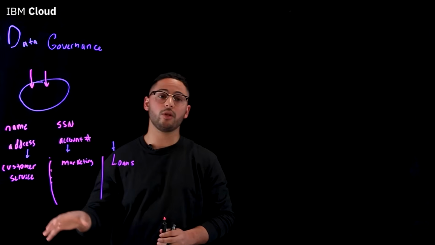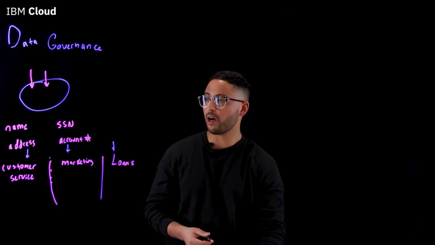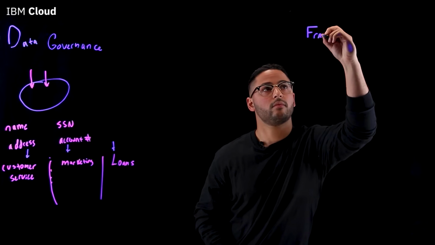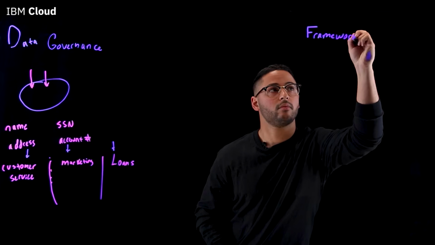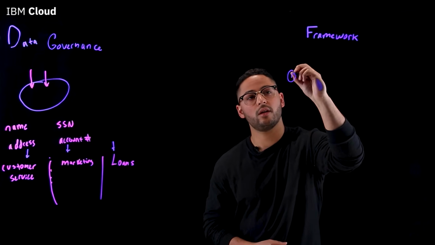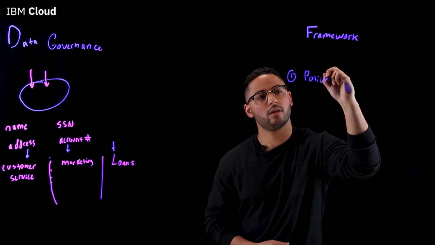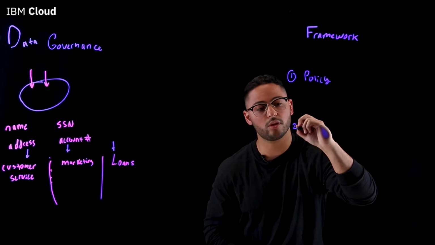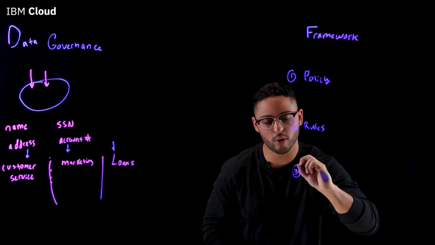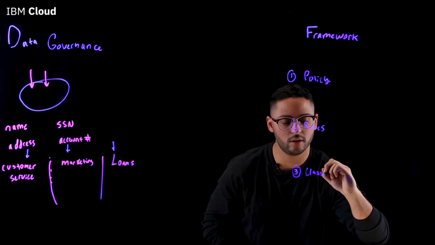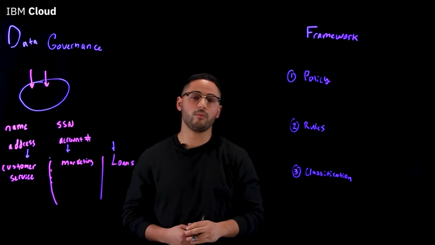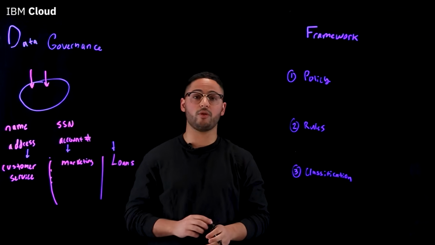And one of the ways that we can do this in an automated fashion is through a data governance framework. This framework has three main components. The first being a policy. The second being rules to implement this policy. And then the third component being classification of these rules. So let's break down each of these pieces through this customer service example.